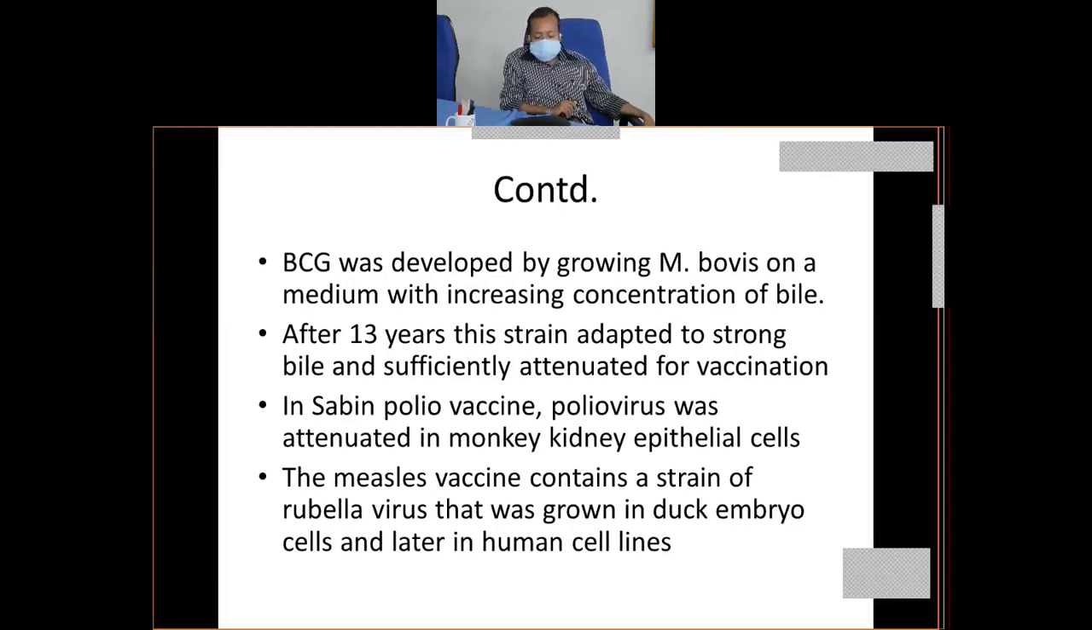Like the BCG vaccine. As you know, tuberculosis is basically caused by Mycobacterium tuberculosis. In this BCG vaccine, Bacillus Calmette-Guerin, one particular Mycobacterium bovis strain was cultured in increasing concentrations of bile for 13 years. Because they were repeatedly cultured in these adverse conditions for 13 years, they have lost the pathogenicity. That means they cannot cause the disease.